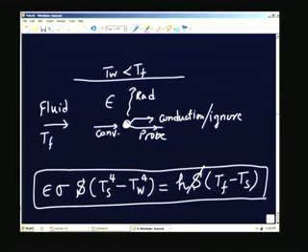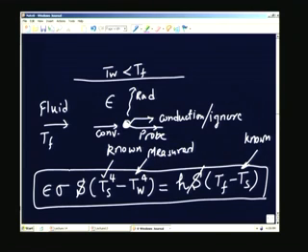Now, in actual practice, what is going to happen? I know the reading of the instrument, therefore, Ts is known. This is also known. This is also measured, possibly by embedding a sensor in the wall of the tube. So, this is also measured and known. Therefore, Tf can be calculated.